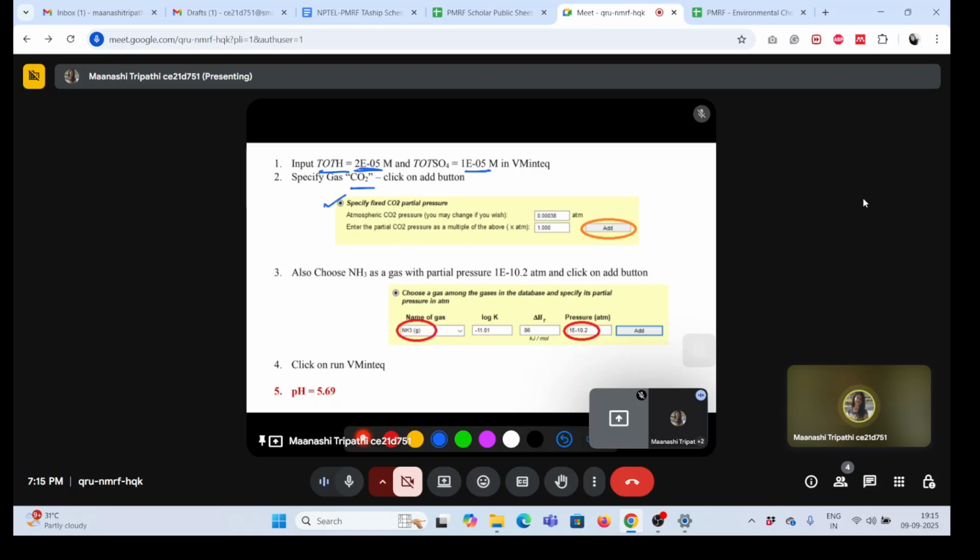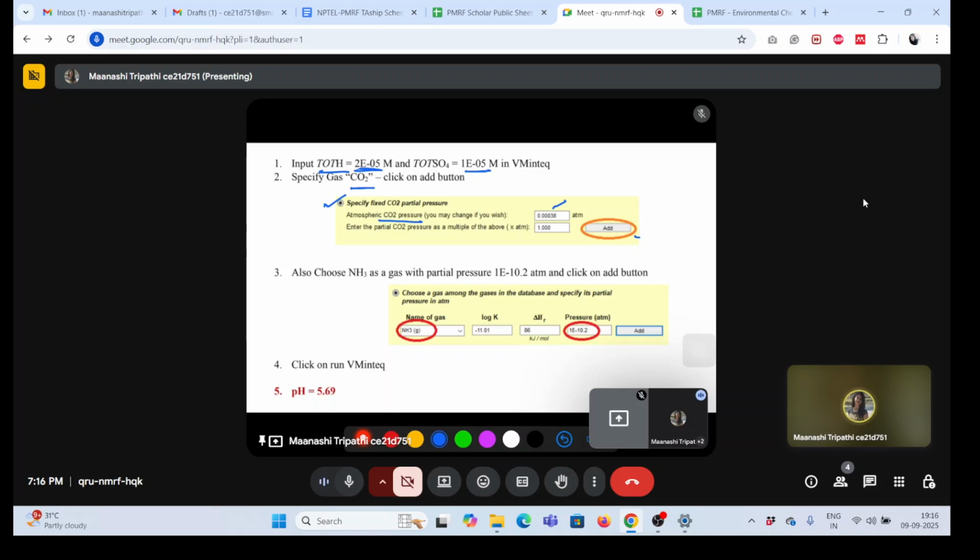Okay. This option we need to keep. So atmospheric CO2 pressure is considered as 0.0038 atmosphere. We know that atmosphere is made of 21% oxygen, 78% nitrogen, 3 to 4% of carbon dioxide. So like that, we are considering it as 0.0038 ATM. We will simply click on add.